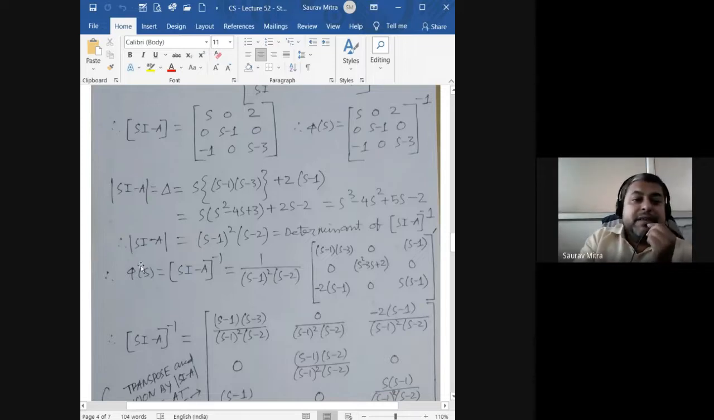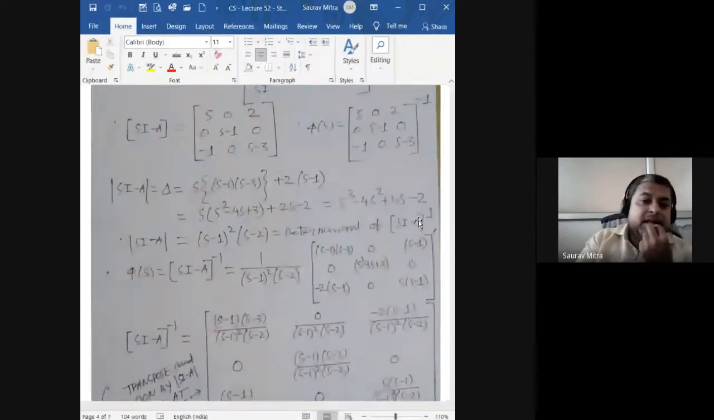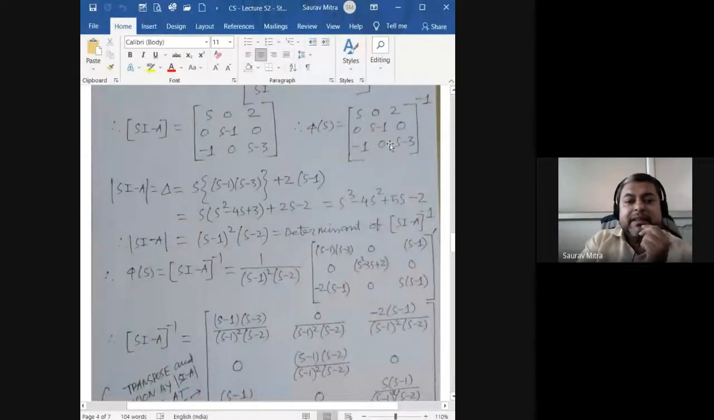So how to find sI minus A inverse? First step is to find the determinant. So this is what is shown here. The determinant you are finding is s cube minus 4s square plus 5s minus 2, which is nothing but (s minus 1) whole square into (s minus 2). Okay, so this is the determinant of sI minus A. And we know this property, that the determinant of sI minus A and the determinant of sI minus A inverse would be reciprocals. So here I am first finding the sI minus A inverse determinant. So I found it to be 1 by (s minus 1) whole square and (s minus 2).